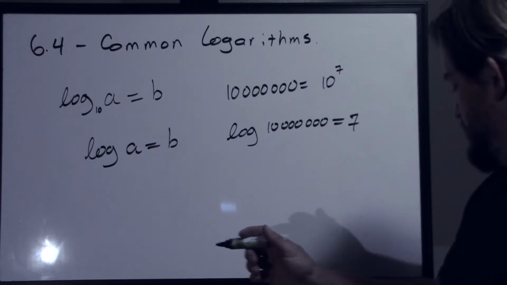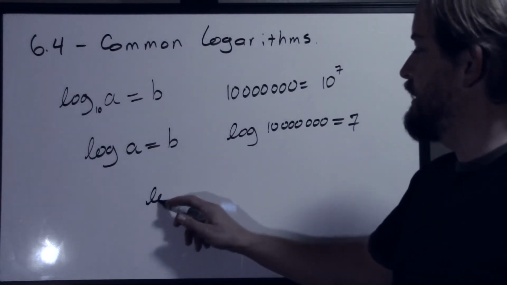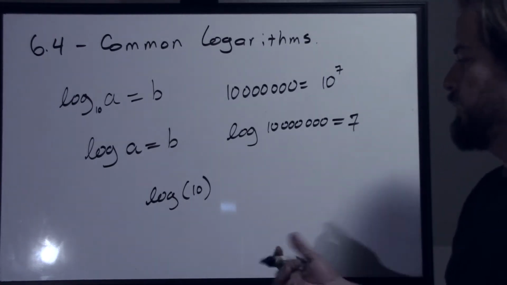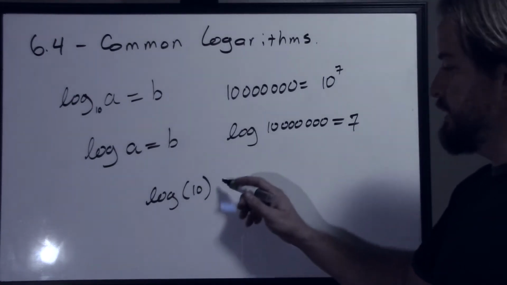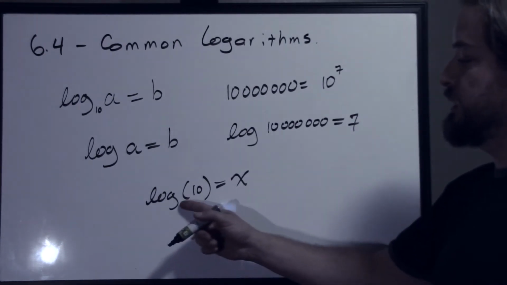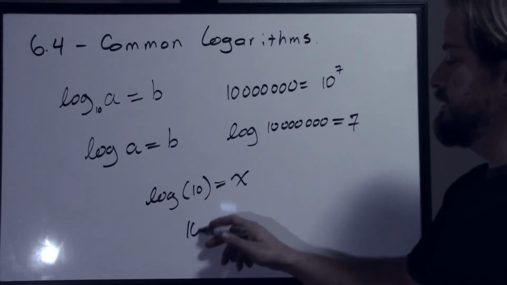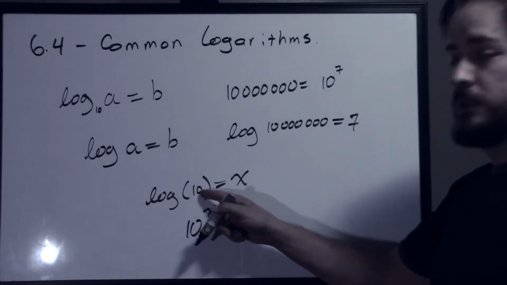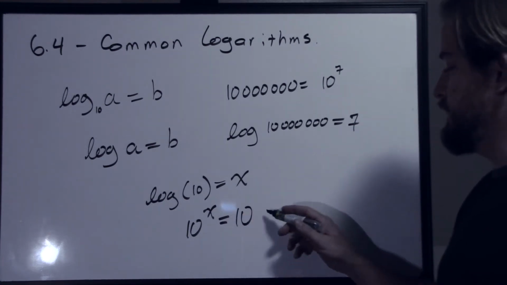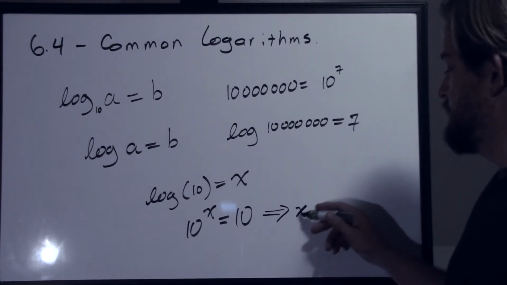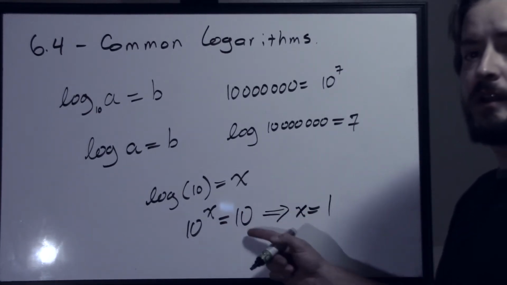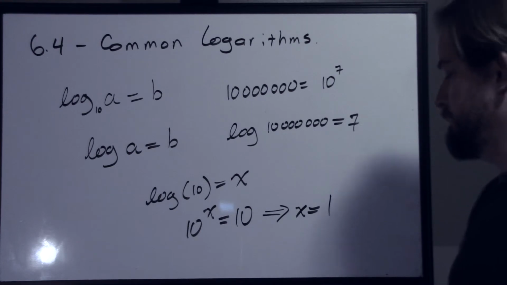So we can evaluate things like, say, what is the log of 10? Whenever we see these, we say it's equal to something. I may not know what that is, so I'll call it x. If I rewrite this as an exponential, I get 10 to the x is equal to 10. And therefore, x has to be 1, because 10 to the 1 is equal to 10. Good.